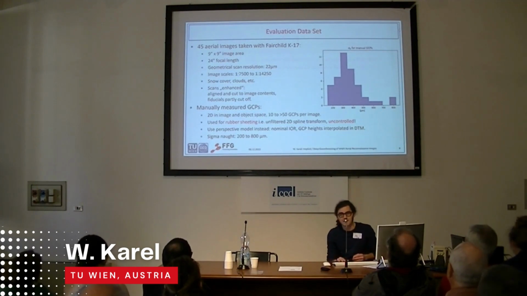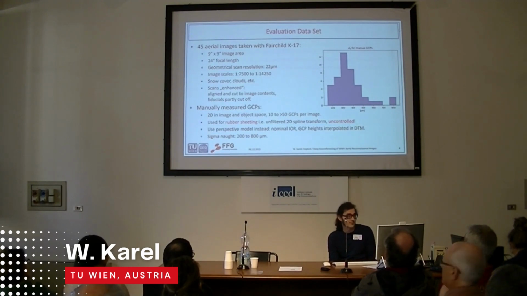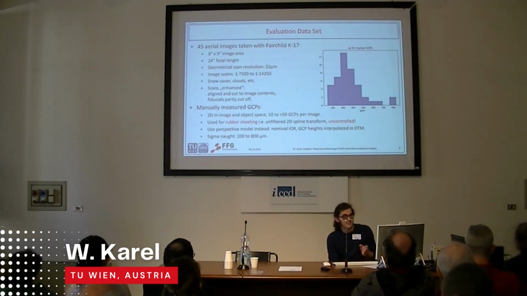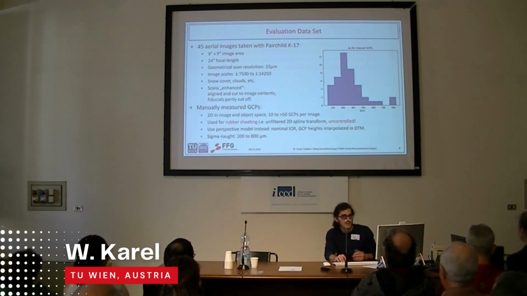I first concentrated on a rather small data set of all the data our partner company has. It's 45 aerial images, all taken with the same camera, Fairchild K7, with 9x9-inch image area, and in this case 24-inch of focal length. The geometrical scan resolution is 22 microns, non-photogrammetric quality. Image scales range from 1 to 7,500 to 14,250. And as said, there is snow cover and clouds and all kinds of unwanted things in the images.